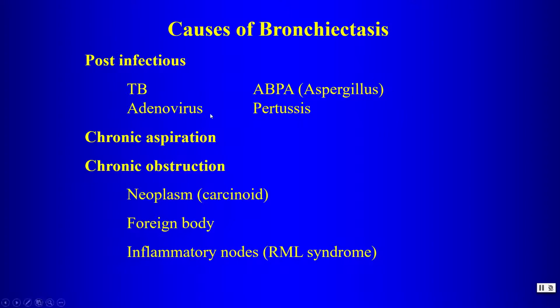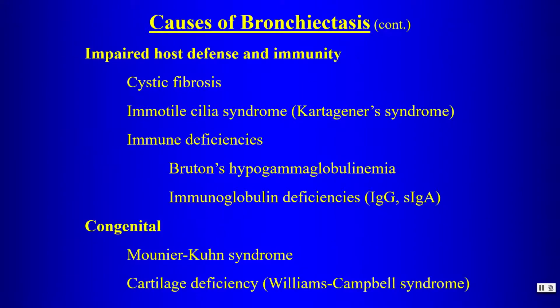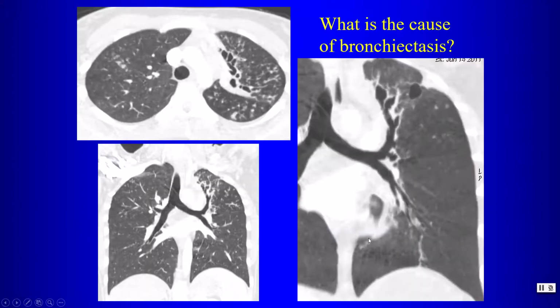So when we talk about causes of bronchiectasis, again, usually it's secondary to infection. So here we have listed some infections. You can get it from aspiration. You can get it from chronic obstruction like carcinoid tumors or other forms of obstruction that can lead to recurrent pneumonia and dilatation of the airways. Impaired host defense and immunity can cause recurrent bronchiectasis. These are some of the diseases that we've listed here. And then there are some congenital causes of bronchiectasis that we will also discuss.